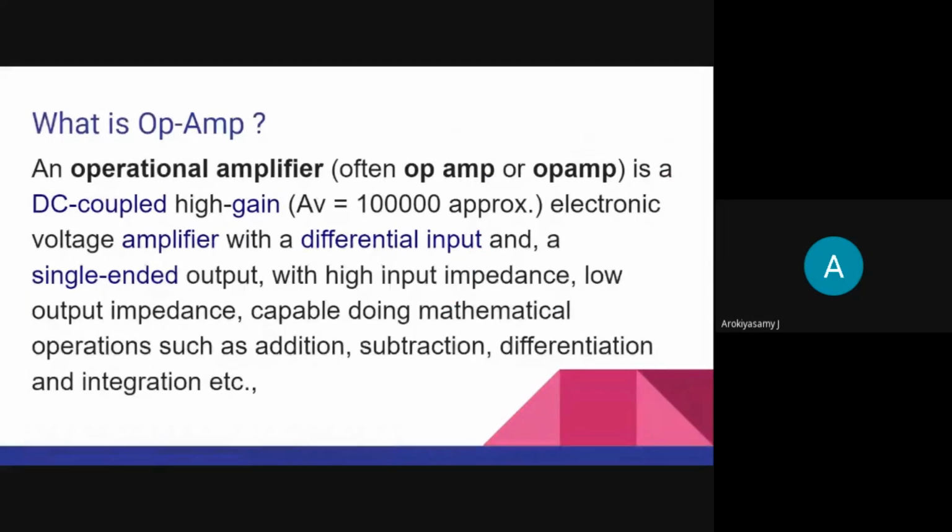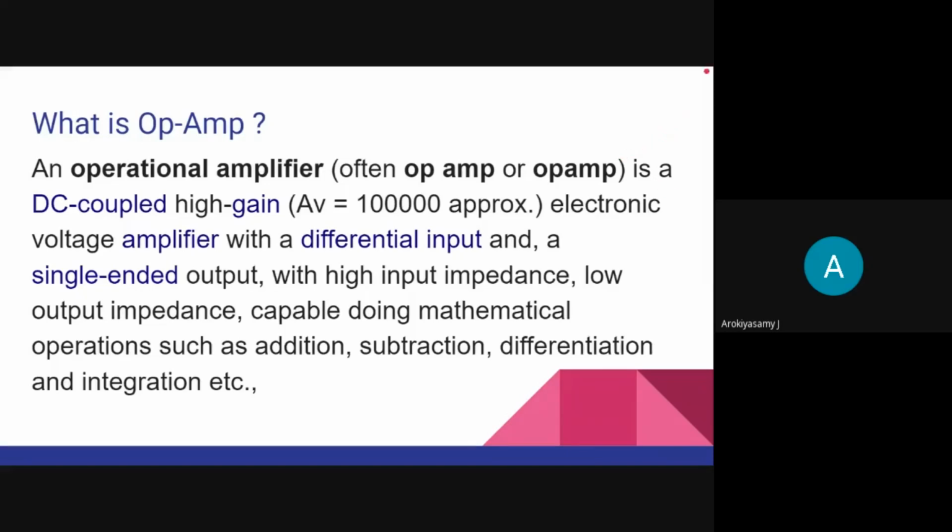See the slide. An operational amplifier is a DC coupled high gain electronic voltage amplifier with differential input. See the important words. The V plus and V minus is called a differential input, and V out is a single-ended output. It has a high input impedance and low output impedance, and is capable of doing mathematical operations such as addition, subtraction, differentiation, integration, etc. So this is a short definition of operational amplifier.